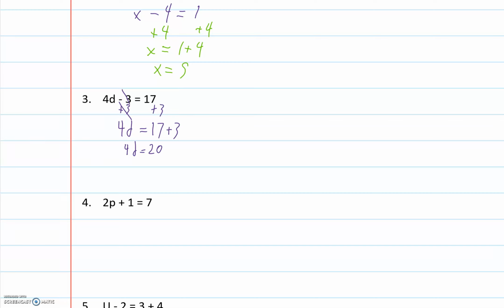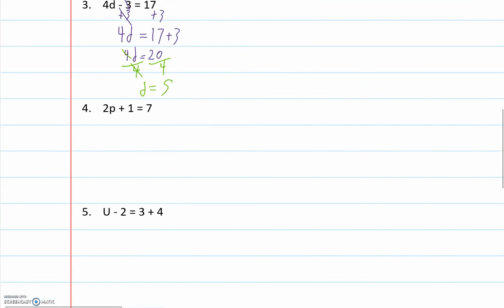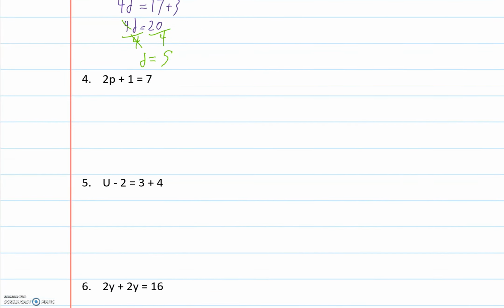So there was a 4 here, 4d, right? It's 4 times d. So we have to divide by 4, divide by 4. That cancels that, and we're left with d equals 20 divided by 4 is 5. So d equals 5. Okay, next question, same sort of steps.